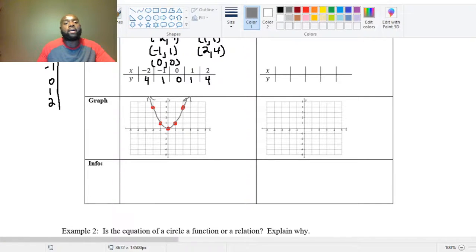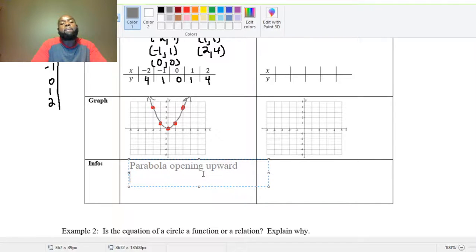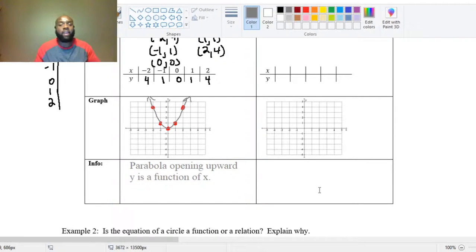And so here our graph is a parabola which opens upward. We have y is a function of x. And so that's some information that we know about this graph here.